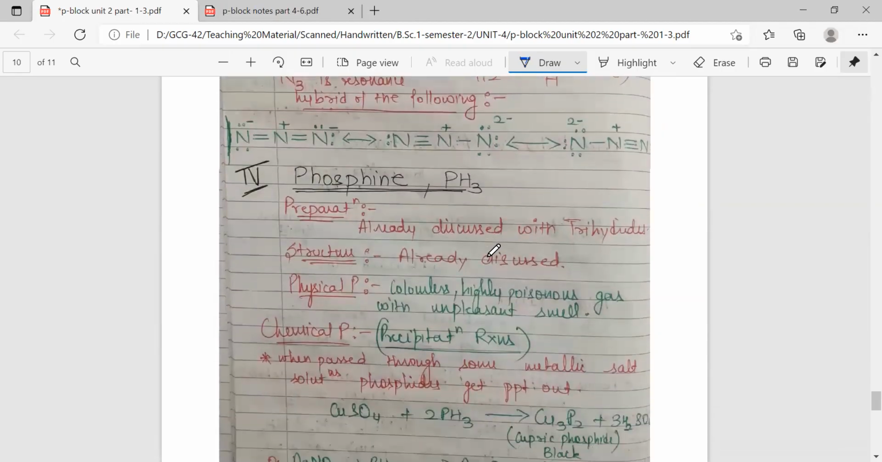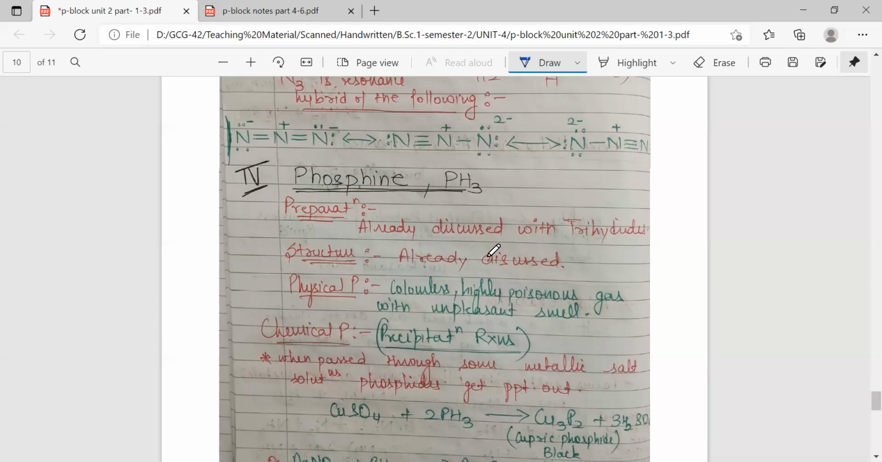Now, the next compound which we are going to discuss is phosphine. Its structure we have already discussed. It is very much similar to that of ammonia, where the only difference is that the lone pair is not present in sp3 hybridized orbitals, because sp3 hybridization does not take place at all. The bond angle is almost near 90 degrees, not the tetrahedral bond angle. Now coming to the physical properties, it is a colorless, highly poisonous gas with an unpleasant smell.